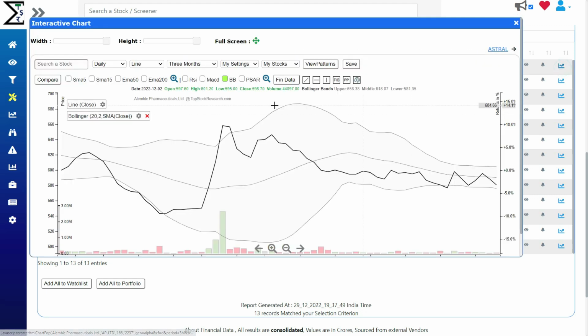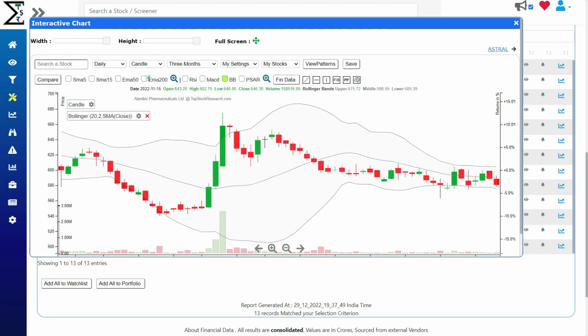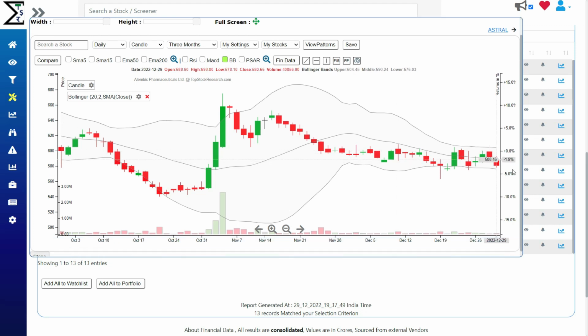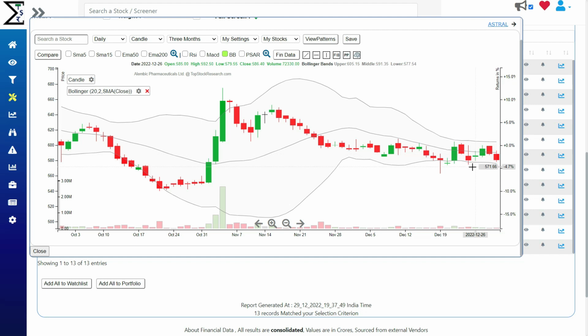Yes, ma'am, go ahead. Does it mean a breakout will happen or a breakdown will happen? Yes, that's the possibility. Ma'am, your question, basically, if it is a narrowing band, that means it is in a zone of uncertainty. And the narrower the band, the more violent the breakout or breakdown that happens.